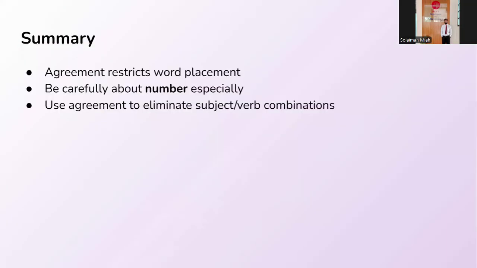All right, a quick recap. Word agreement restricts what word combinations are possible. Before you place words, check the subjects and verbs to see which ones can connect. If there are multiple pronouns like he and they, also note their numbers. Use agreement to eliminate impossible combinations early and work step by step from there.